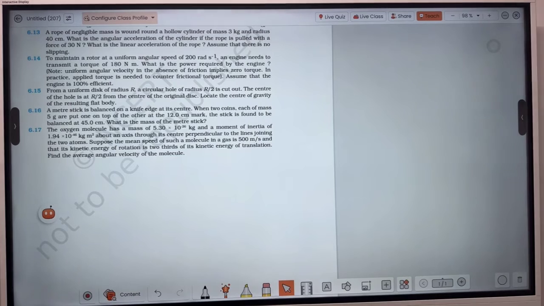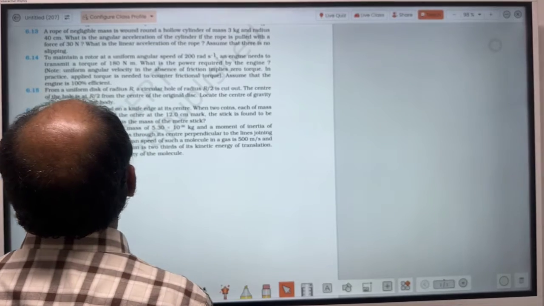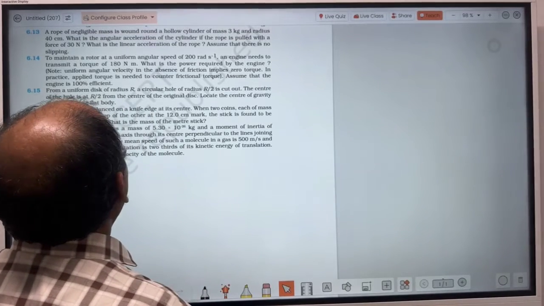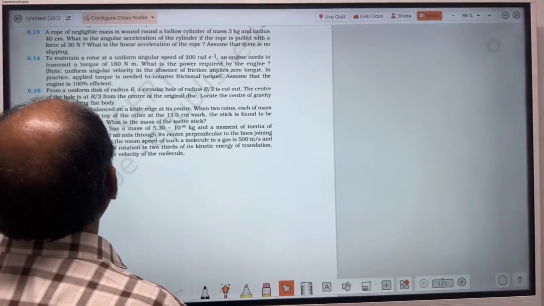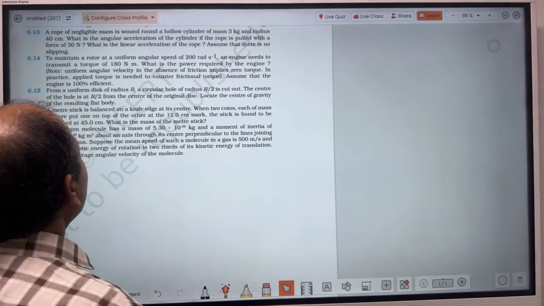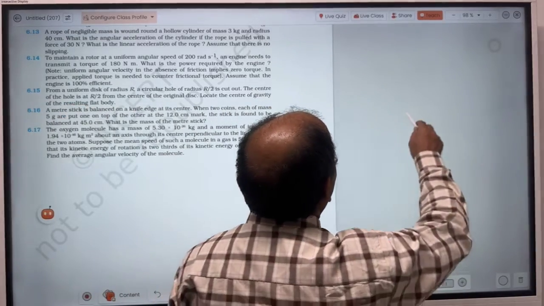You can do it. The next question is: a meter stick is balanced on a knife at its center. When 2 coins, each of mass 5 gram, are put one on top of the other at the 12 centimeter mark, the stick is found to be balanced at 45 centimeter. What is the mass of the meter stick?